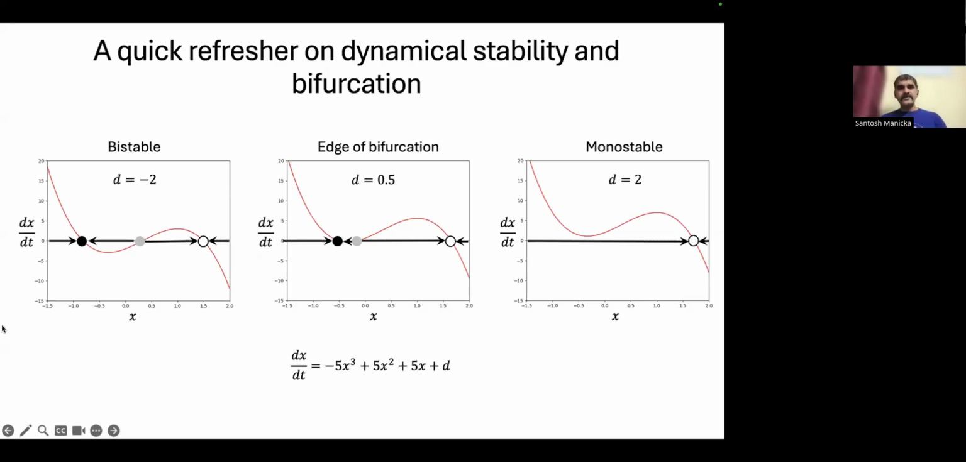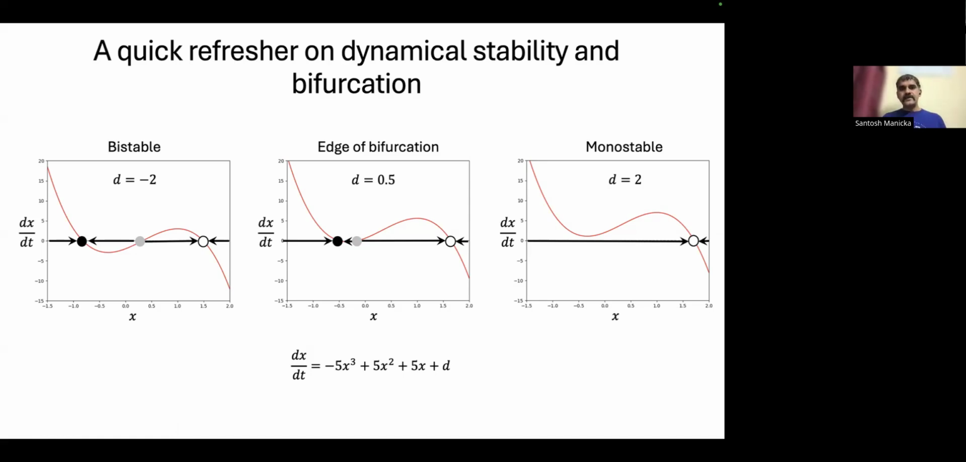So before I get to the model, I want to do a quick refresher on some dynamical systems concepts known as stability and bifurcation, because I'm not sure how many of you are familiar with these concepts, but I'll try to keep it simple. So a dynamical system is basically a description of how things change over time.